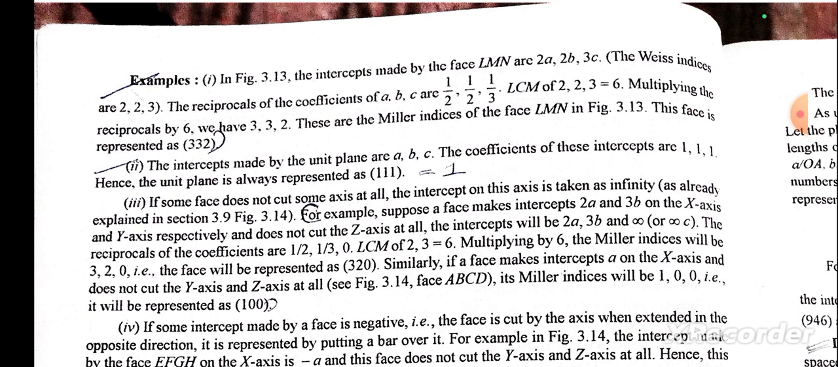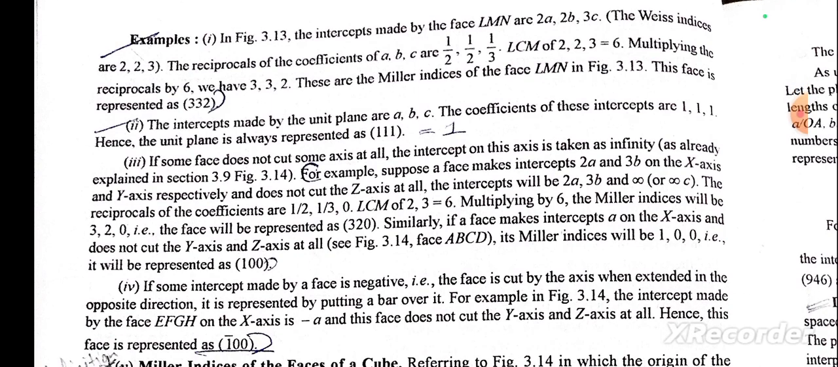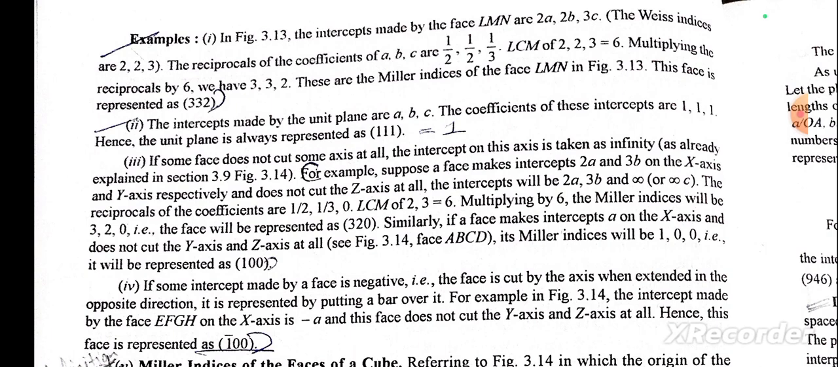Example: first, in figure 3.13, the intercepts of the face LMN are 2a, 2b and 3c. The reciprocals of the coefficients of a, b, c are 1/2, 1/2, 1/3. The LCM of 2, 2, 3 is 6, and multiplying the reciprocals by 6 gives 3, 3, 2. These are the Miller indices of the face LMN in figure 3.13, and the face is represented as (332).